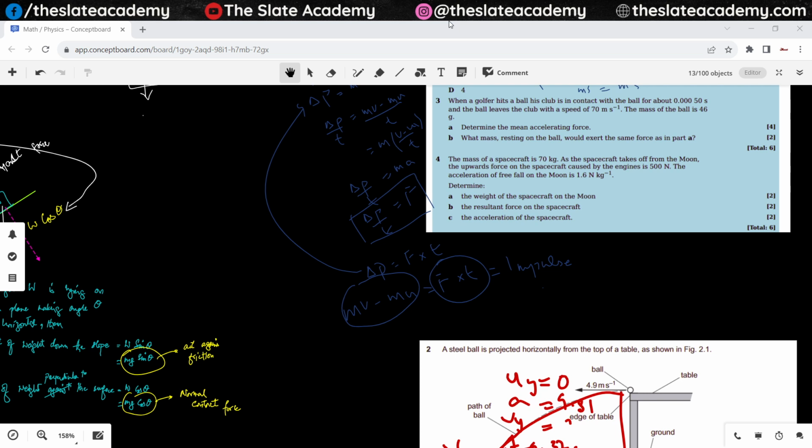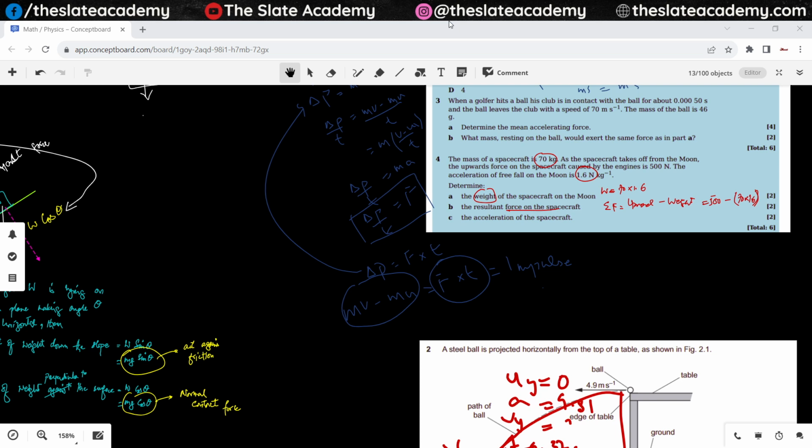what needs to be done is, first of all, we have to calculate weight. So weight would be mass times acceleration, so W is equal to 70 times 1.6. For the second part, we have to calculate the resultant force. The net force will be equal to the upward pull with which we are making it go up, minus weight. The upward pull is how much? It mentions 500. So 500 minus the weight, which is 70 times 1.6.